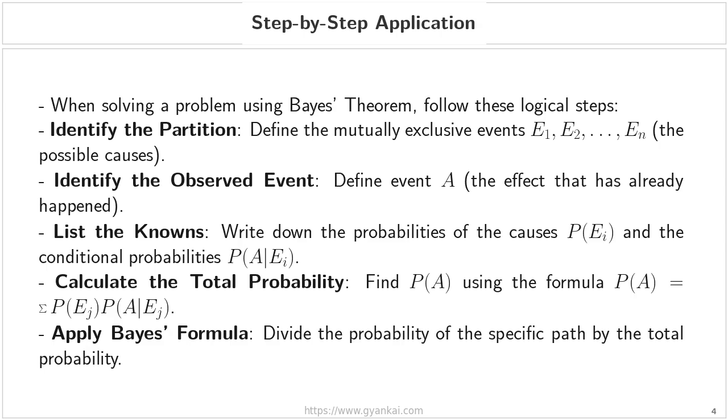Finally, apply Bayes' formula. This is the final step where you take the probability of the specific path you are interested in, the numerator we discussed in the previous slide, and divide it by that total probability you just calculated. If you follow these steps systematically, you'll find that even the most complex problems become much more manageable. Let's put this exact workflow into practice with a real-world example involving factory quality control.